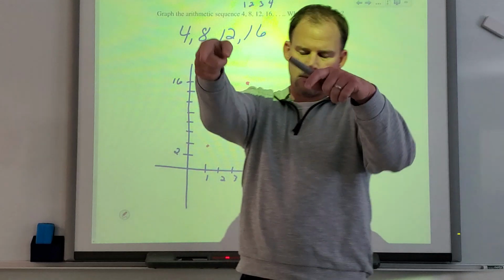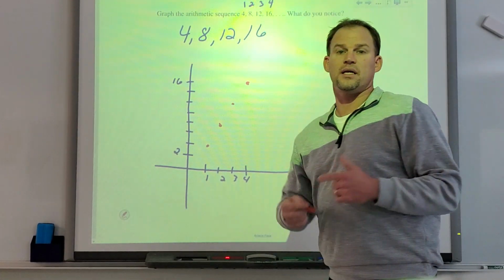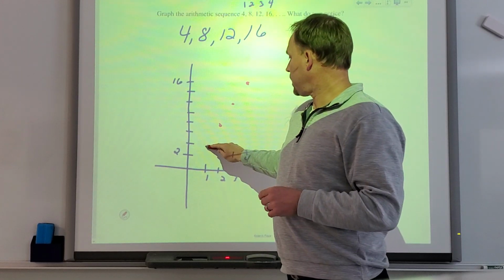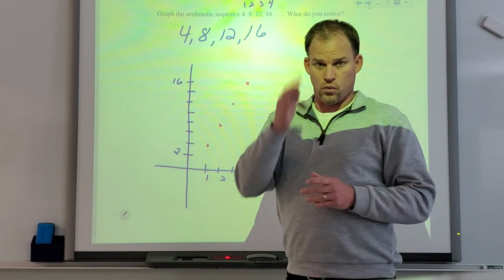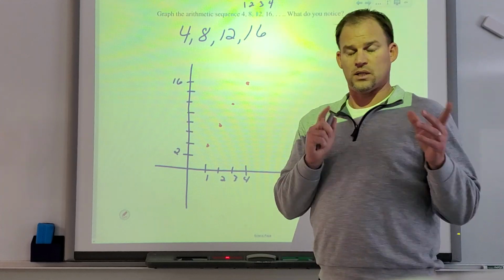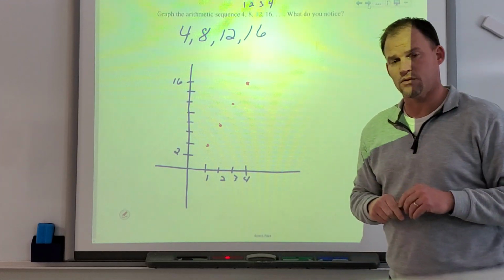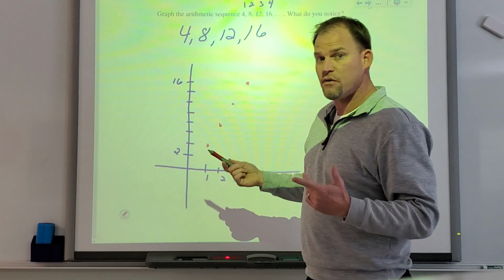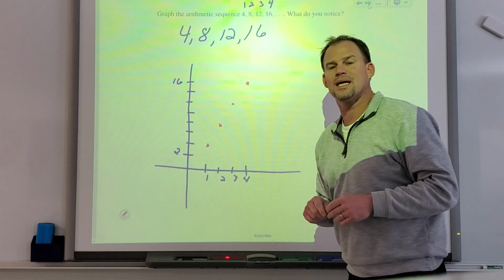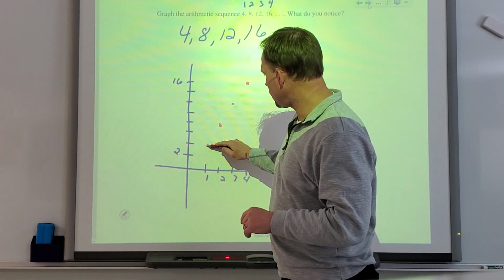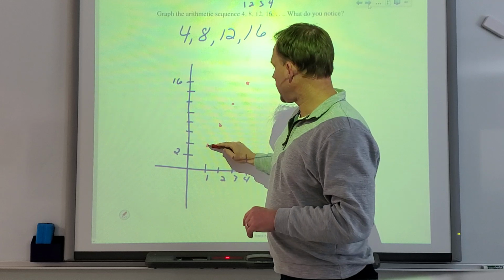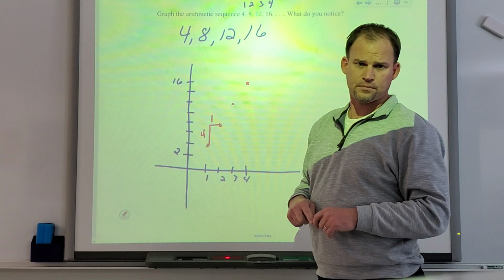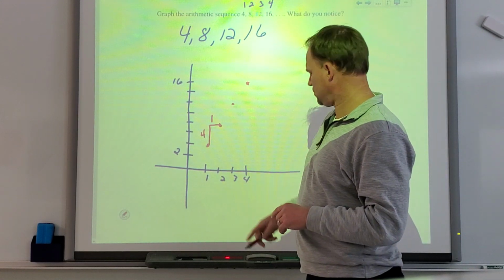What do you notice? Think about some of those things you said in the beginning. Couple of things. If you have an arithmetic sequence, it will be a straight line. They will all be in a straight line. That's one important thing, how you can tell something's an arithmetic sequence. The other thing that's important is the slope of the line is equal to the common difference. So here, remember this was 4 to 8, so I'm going up 4, right 1. The slope is 4 over 1.